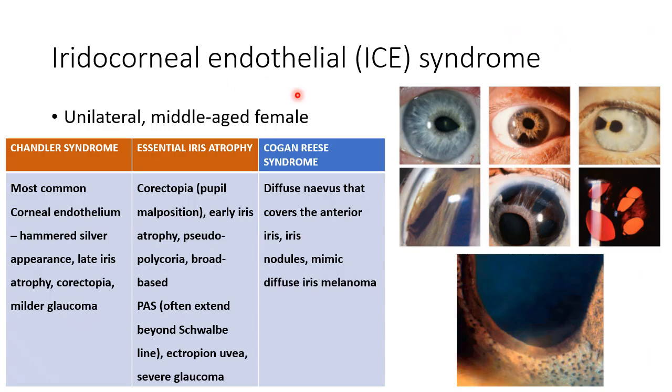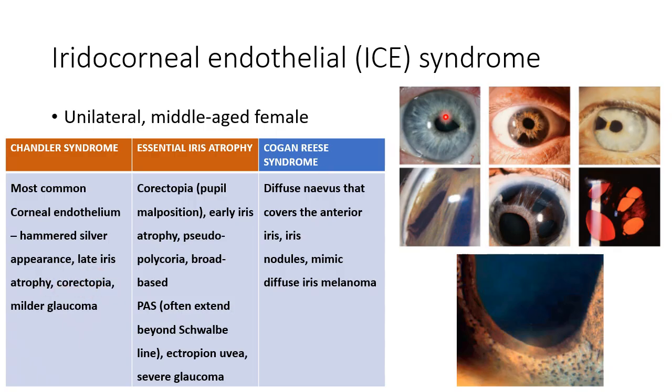Then iridocorneal endothelial syndrome, commonly seen in unilateral middle-aged females. There are three entities, okay? So basically this is a hereditary condition. Chandler syndrome. This is the most common subtype of ICE syndrome, most common. Corneal endothelium has a hammered silver appearance. Late iris atrophy.